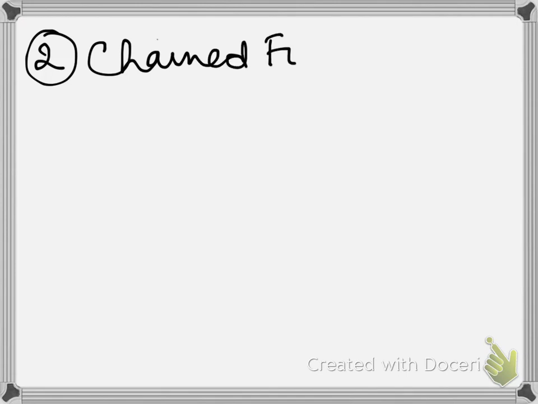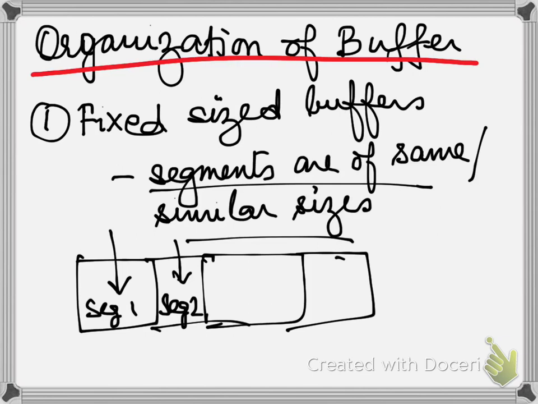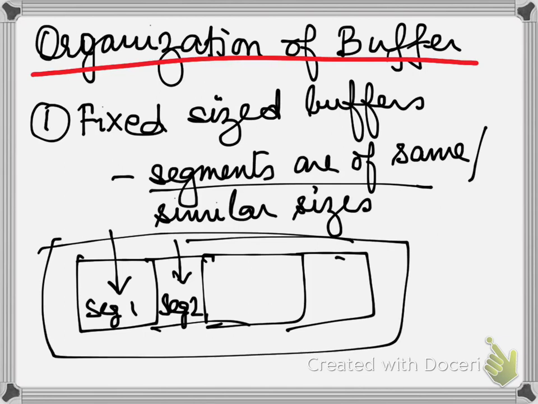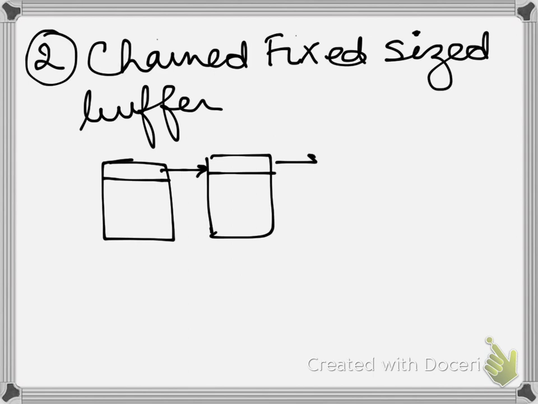The second is chained fixed sized buffer. In the first case you can think of the buffers as an array, one by one, sequential. On the other hand, if it is chained, you can think of the buffers as a linked list. One is chained to the other, so you don't need all this memory together in one go.